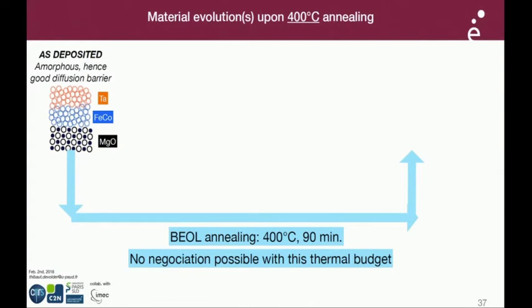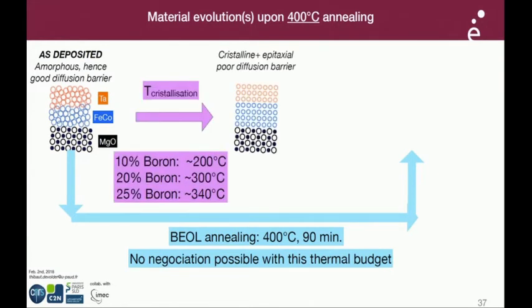So the crystallization happens, and the material evolution happens in two steps. There's a first step, which is the one you want, which is the crystallization. And the crystallization temperature will depend on how much boron you put in the system. This is just like in any glassy metal, the crystallization temperature depends on the amount of metalloid that you put in the system.